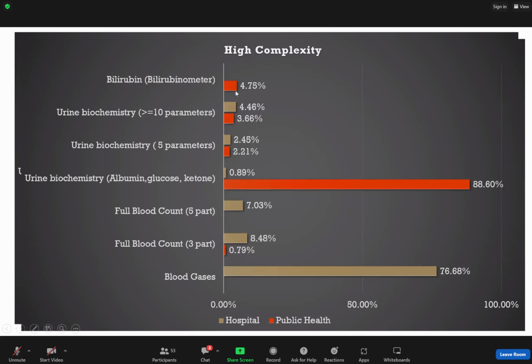Next, for high complexity, we have FBC 5-part and 3-part. You can see here the distribution is mainly at the hospital, mainly at the ED.